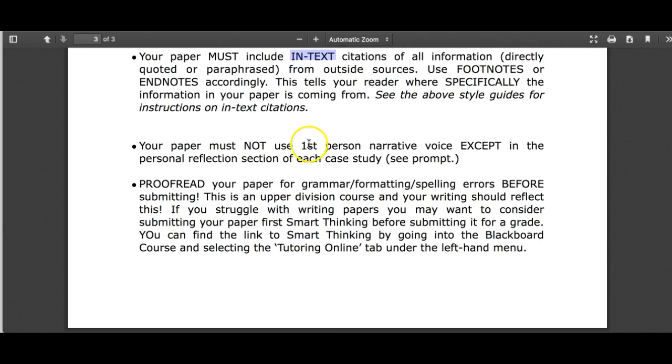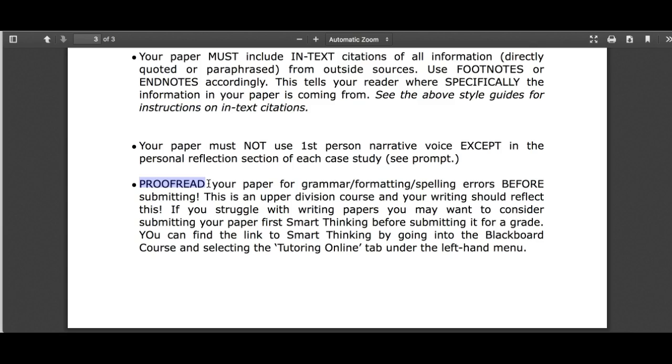Okay, no first-person narrative voice except in the personal reflection section. This is why I think it's a good idea to give subtitles to each individual section of your case studies, because it helps your reader understand why you're switching narrative voice, all that good stuff. And last but certainly not least, proofread your paper for grammar, formatting, and spelling errors before submitting. We're an upper division class. We're nearly a 400 level class, right?